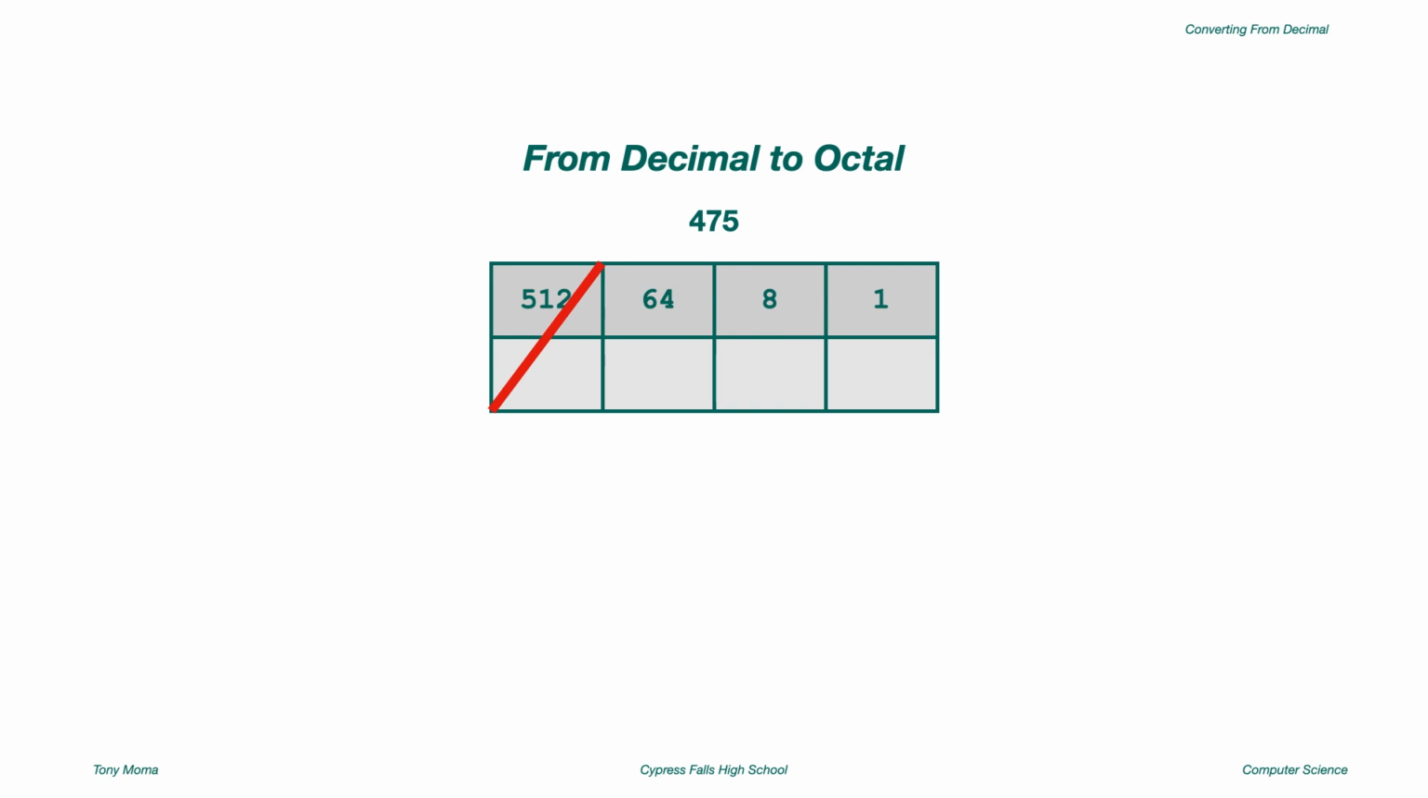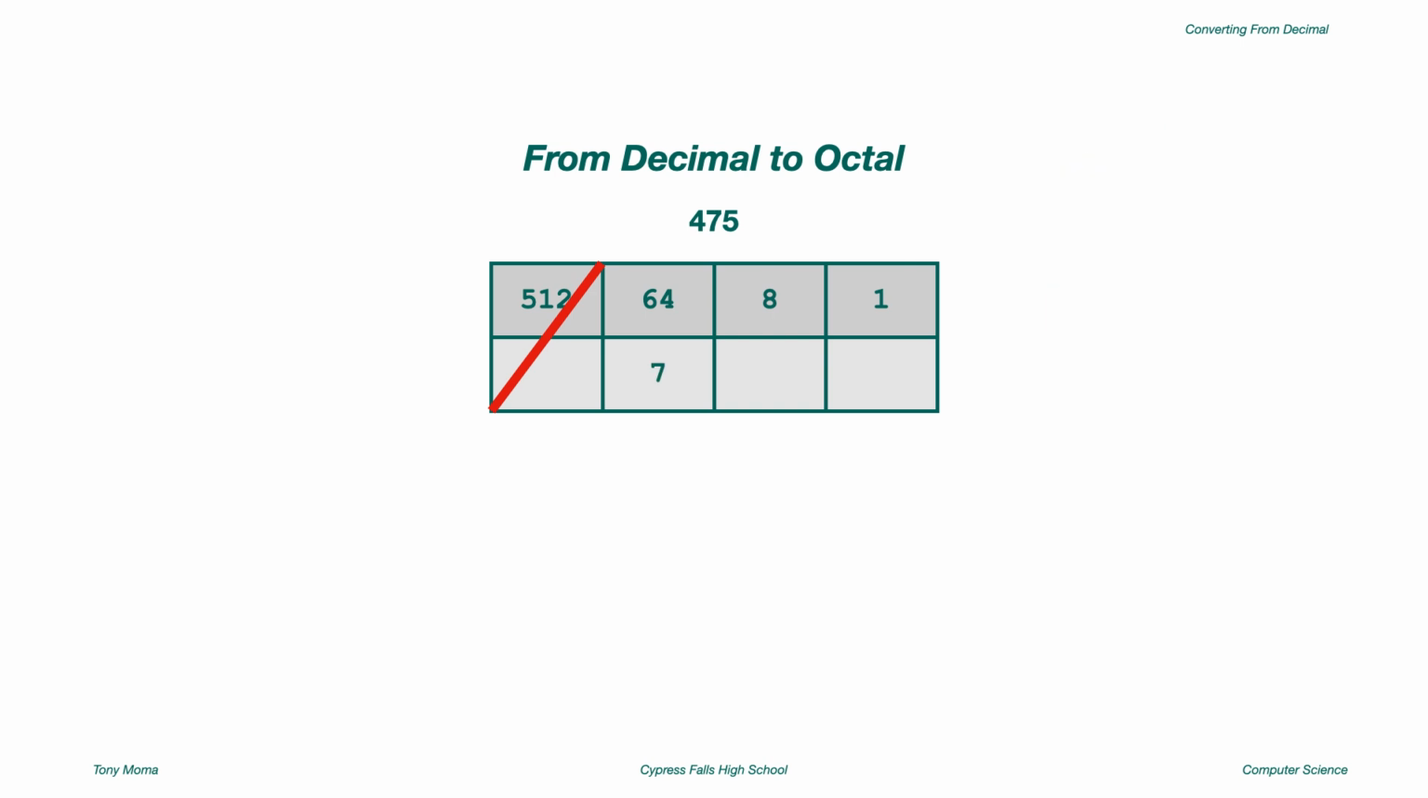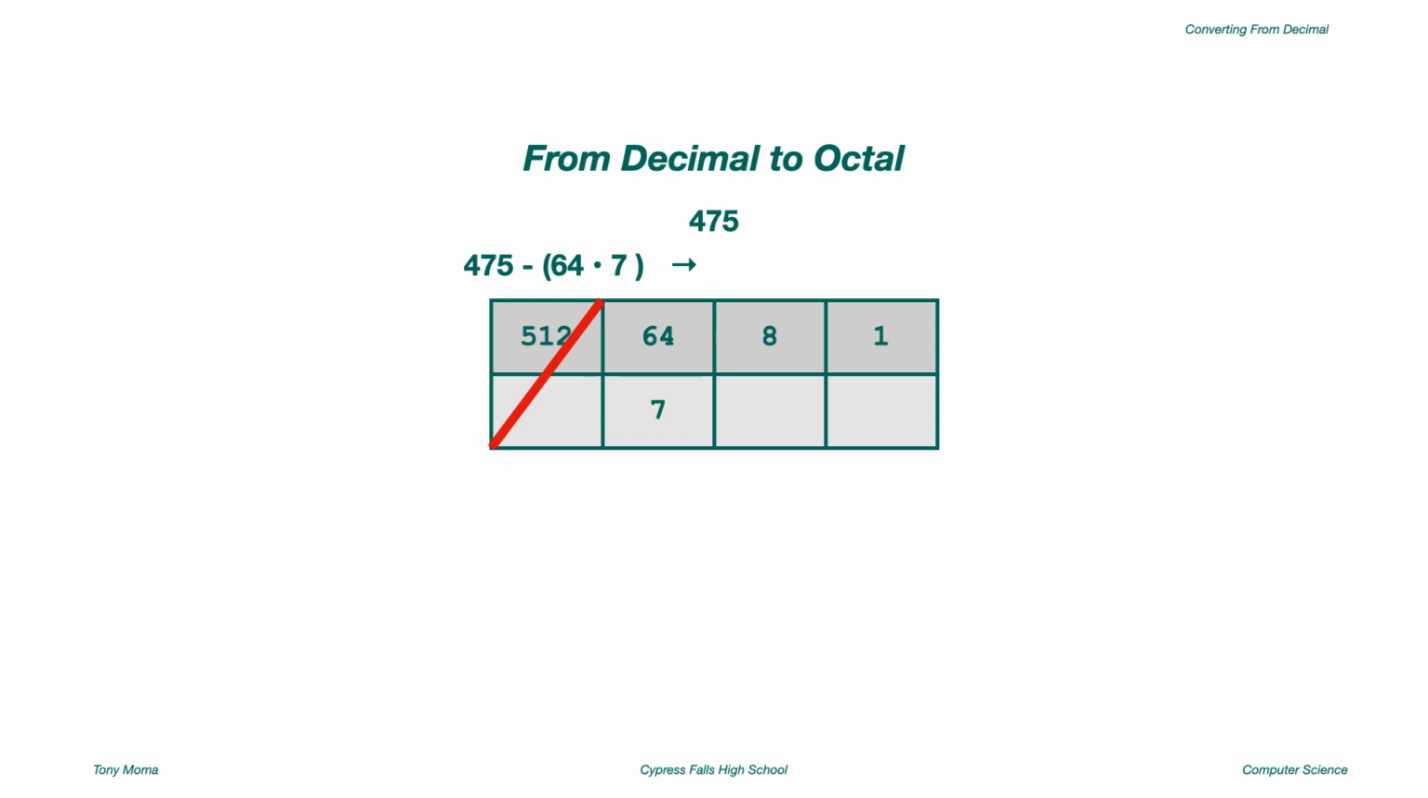We can figure this out by doing simple division. Feel free to use your basic calculator for this step. When we divide 475 by 64, we get approximately 7.42. Our concern is only with the number to the left of the decimal point. We don't care about the numbers after the decimal point. So we only care about the 7. 7 goes on our table. Multiply the top row by the bottom row. 64 times 7 equals 448. Subtract that from 475 and we're left with 27.